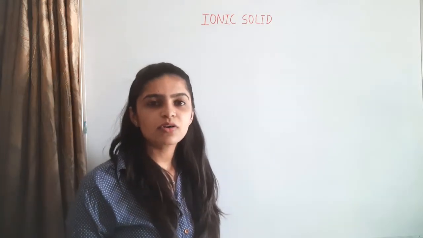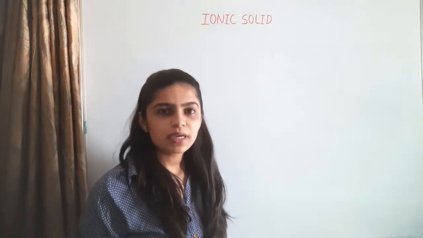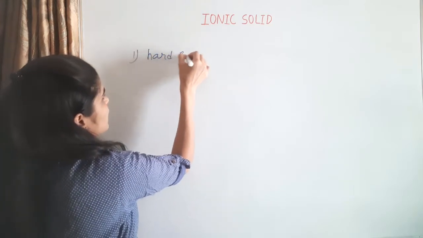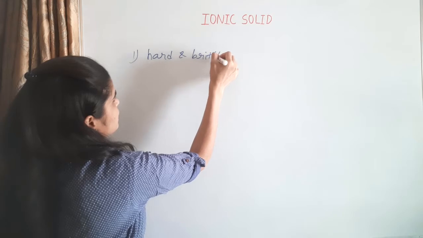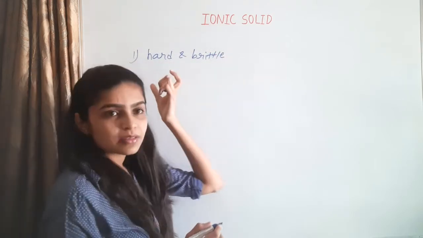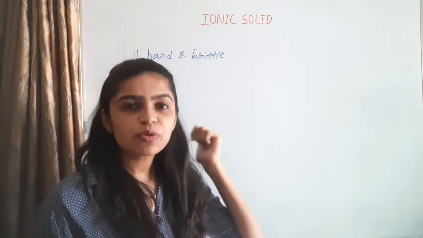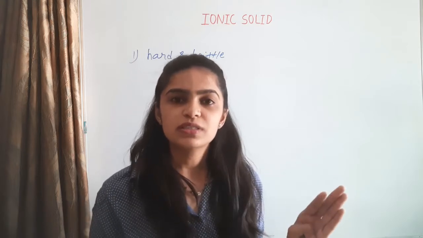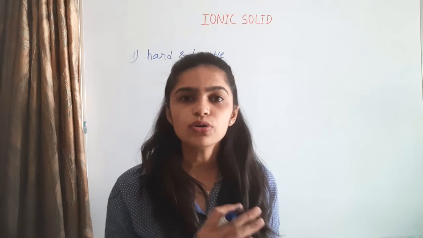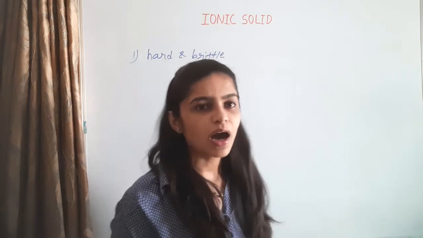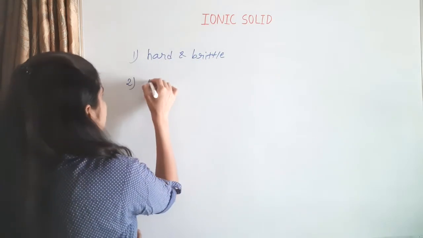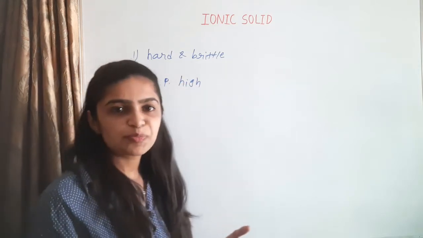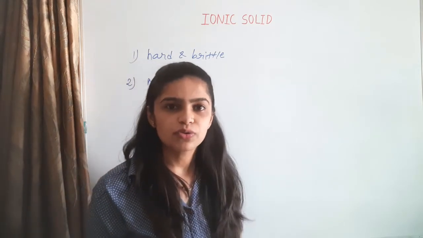Next, the characteristics of the ionic solid. First characteristic: an ionic solid is hard and brittle. Why is it hard? Because the intermolecular forces are stronger. The intermolecular forces are electrostatic or Coulombic forces. Second, its melting point is very high, for the same reason: the stronger intermolecular forces.